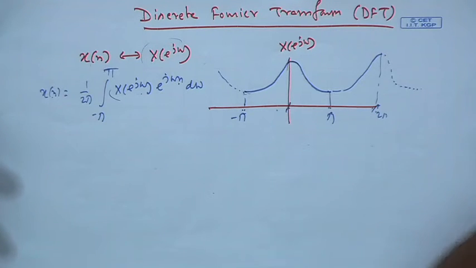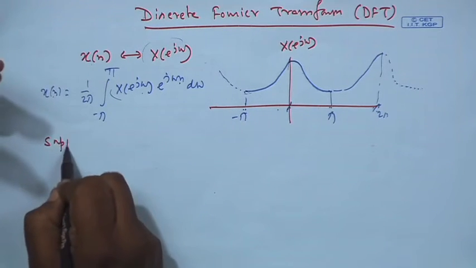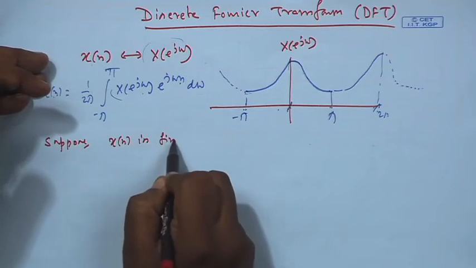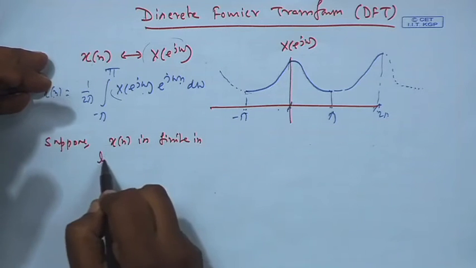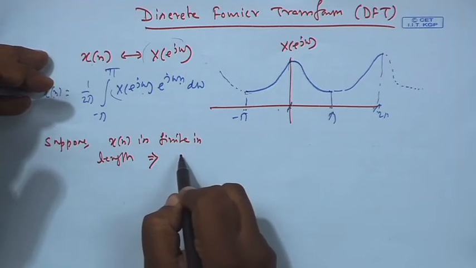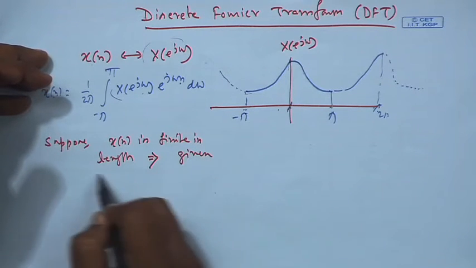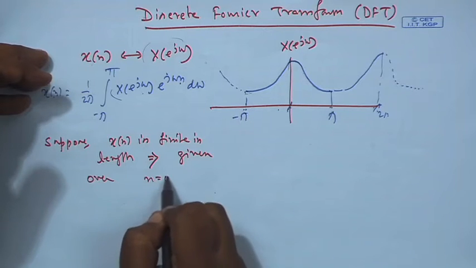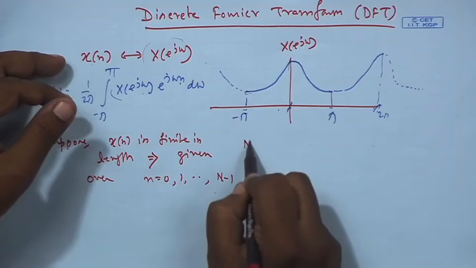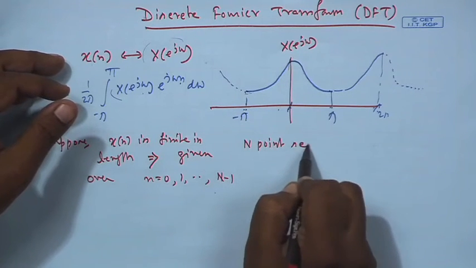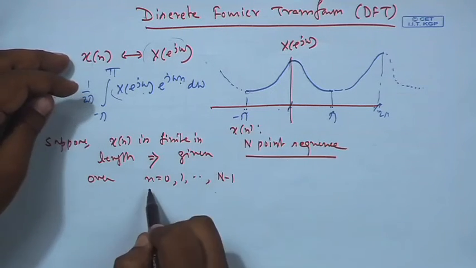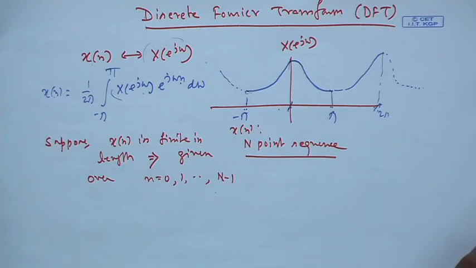Now, I will make a claim that suppose x[n] is finite in length, that is given over say n equal to 0, 1 up to N minus 1. We call it capital N point sequence x[n]. That means, it is given over this zone, outside this zone it is all 0.